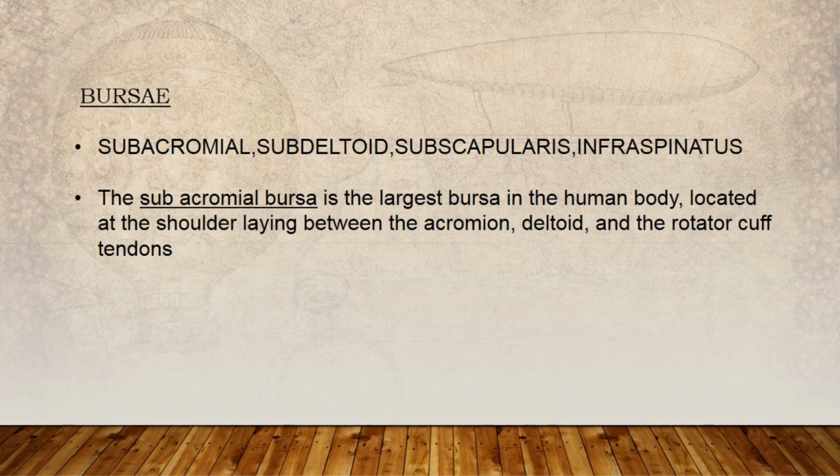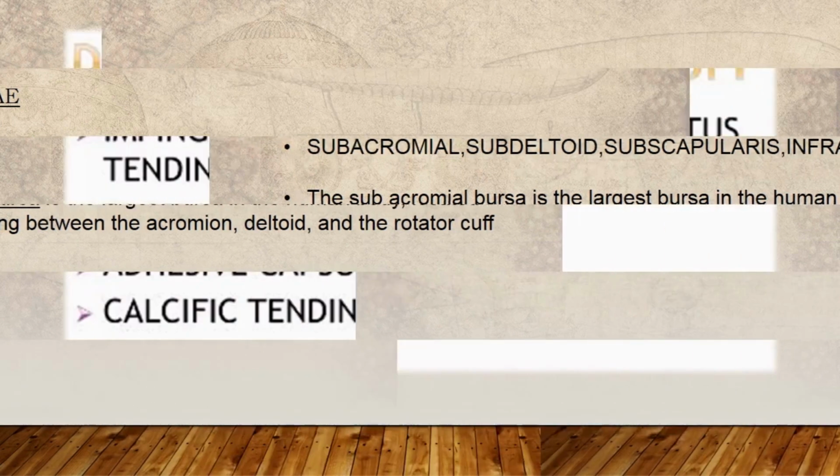Important bursae belonging to shoulder joint include subacromial bursa, subdeltoid bursa, subscapularis bursa, and infraspinatus bursa. Among these, subacromial bursa is the largest bursa in the human body, located at the shoulder, lying between the acromion, deltoid, and the rotator cuff tendons.